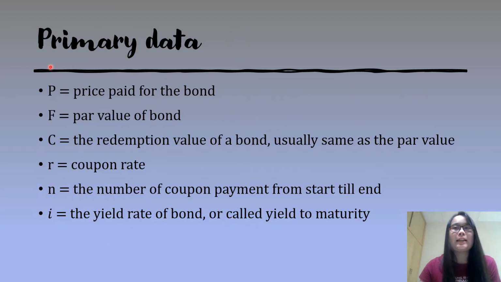So next, let's look at the primary data and some notation. P is the price paid for the bond. F is the par value of the bond. C is the redemption value of the bond, which is usually the same as the par value, unless it's stated to be a different value. R is the coupon rate. N is the number of coupon payments from start to the end. And I is the yield rate of the bond, also called the yield to maturity.